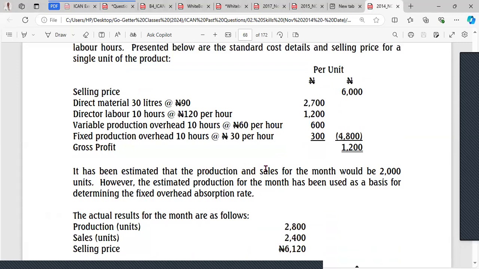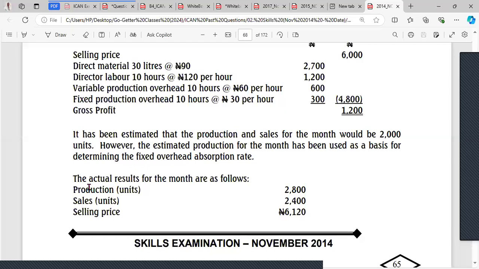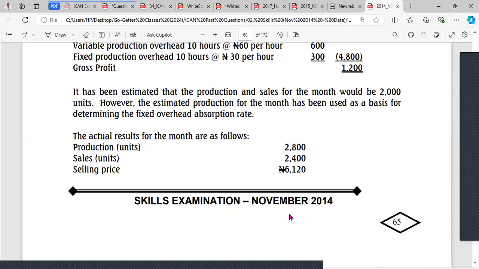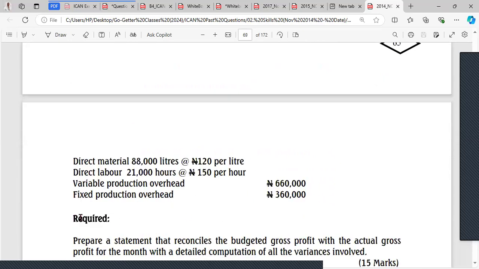It has been estimated that production and sales for the month will be 2,000 units. That is the estimate. However, the estimated production has been used as the basis for determining the fixed overhead absorption rate. Now, the actual results for the month are as follows. Production is 2,800 units. Sales is 2,400 units. So 2,400 is the sales, 2,800 is the actual production, and the selling price is this.